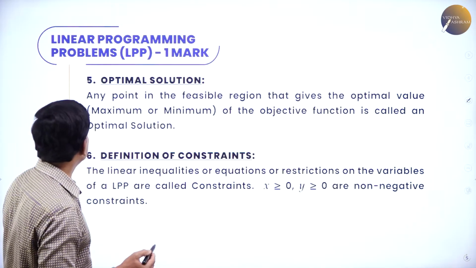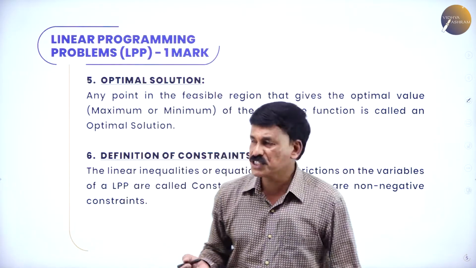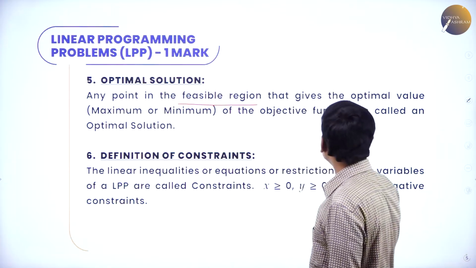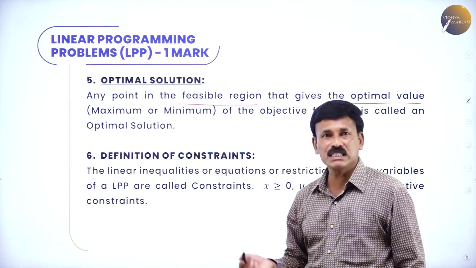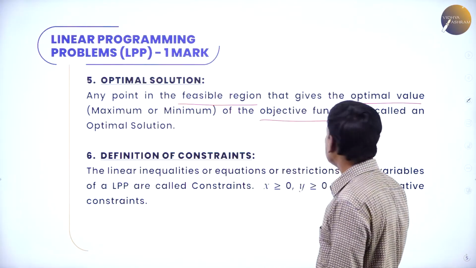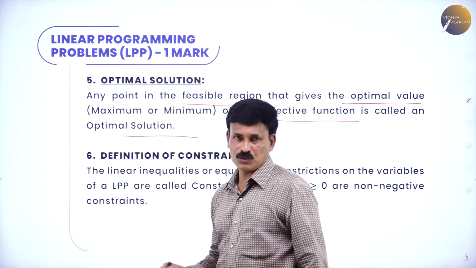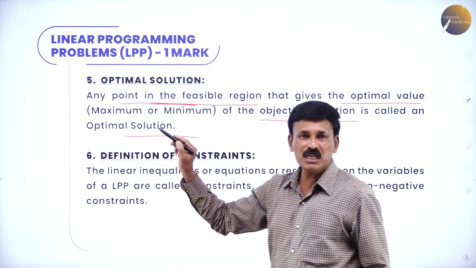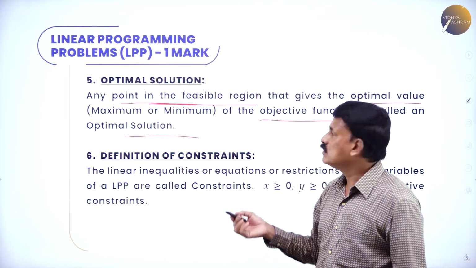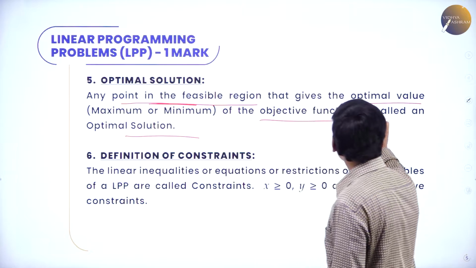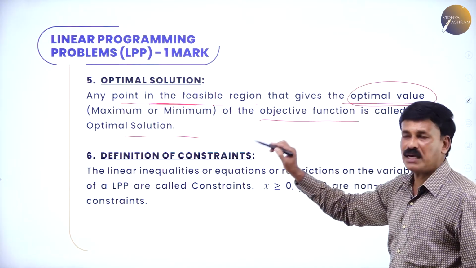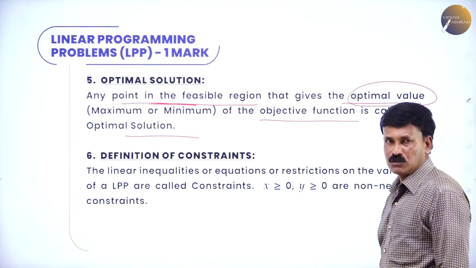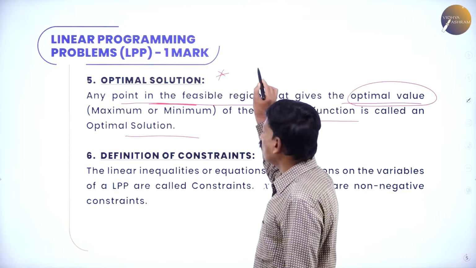Now the next definition is optimal solution. This is also a feasible solution. The optimal solution means any point in the feasible region that gives the optimal value, that is the maximum or minimum value of the objective function. Optimal value is nothing but the maximum or minimum value of the objective function. Optimal solution, this is a very important definition.